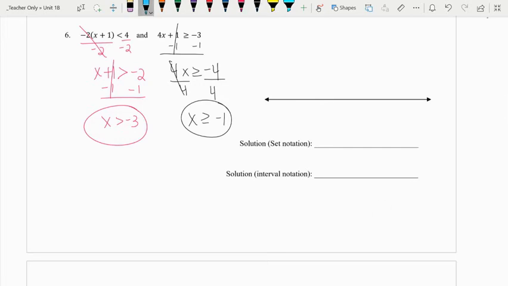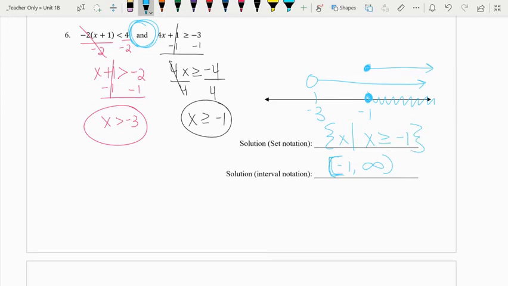So we have -3, -1. It's greater than -3, so open to the right. It's greater than or equal to -1, so closed to the right. Now this one is an AND, so this is different. If this was an OR, we would go from -3 all the way to infinity. But this time it's an AND, so we need overlap. So the only spots where it does overlap is from -1 to infinity. That's going to end up being our interval notation. Set notation would then be x such that x is greater than or equal to -1.